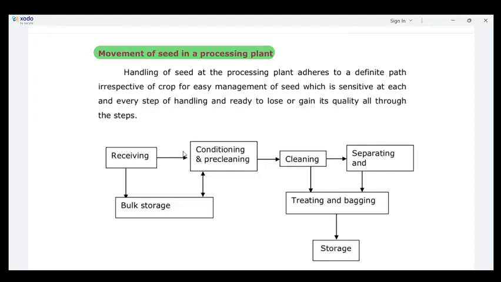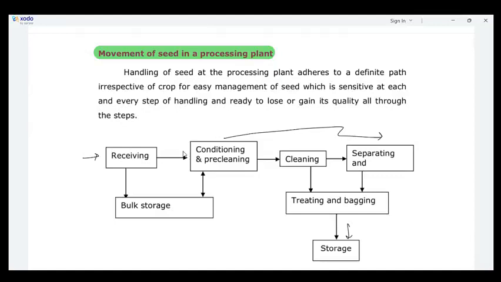So once the processing plant receives the seed lot for processing, these are the different sequence of machines that it moves across until it reaches the storage. So first, when the seed lot is received by any seed processing plant, it will be preconditioned.